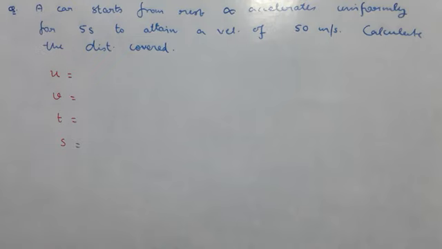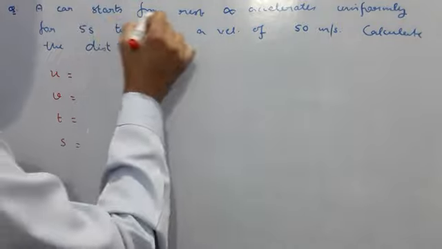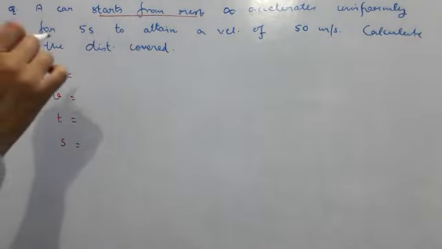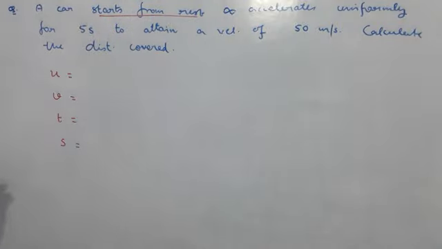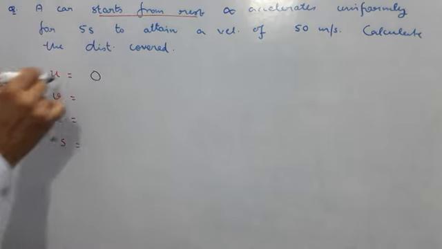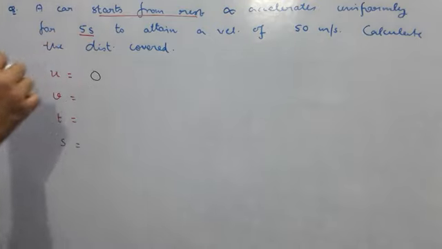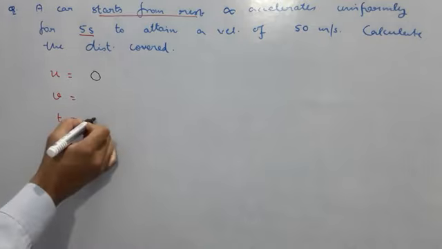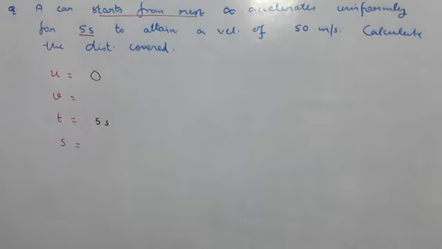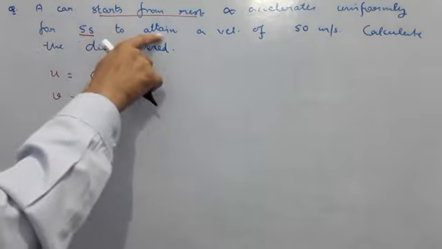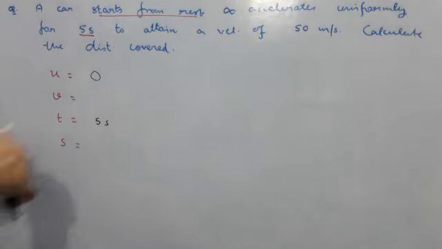We have a question here that goes like this: a car starts from rest. So important things will underline, students, as usual. It starts from rest. That means its initial velocity must be how much? It must be 0, because it is starting from rest. It accelerates uniformly for 5 seconds. So our time becomes how much? 5 seconds.